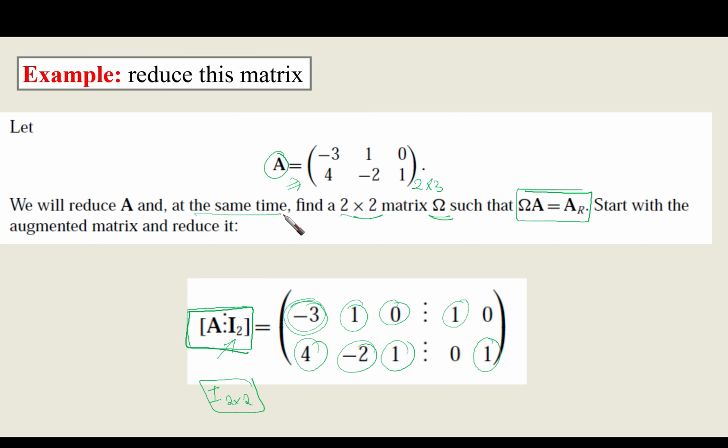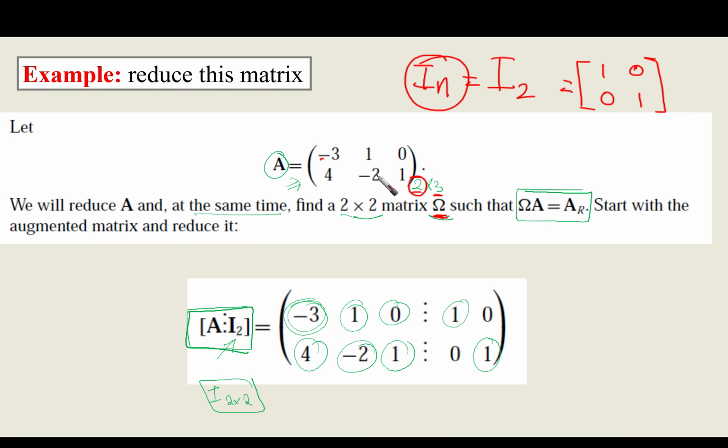Let's understand it through an example. Let's assume that we have A. As you can see here, this is a 2 by 3 matrix: number of rows 2, number of columns 3. We will reduce A, and at the same time find the omega matrix. So take care that we are going to augment this matrix by I_n, in this case I_2, which means 1, 0, 0, 1. This is our identity matrix here.